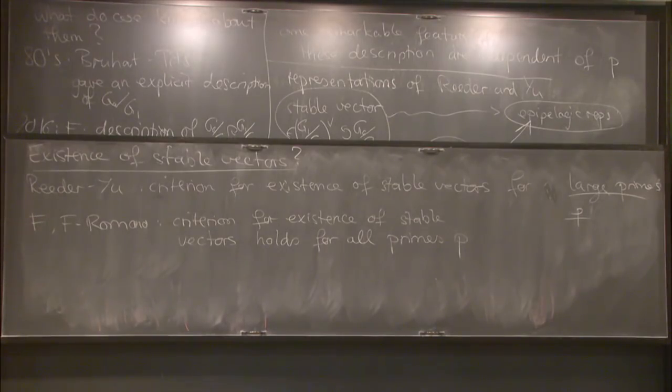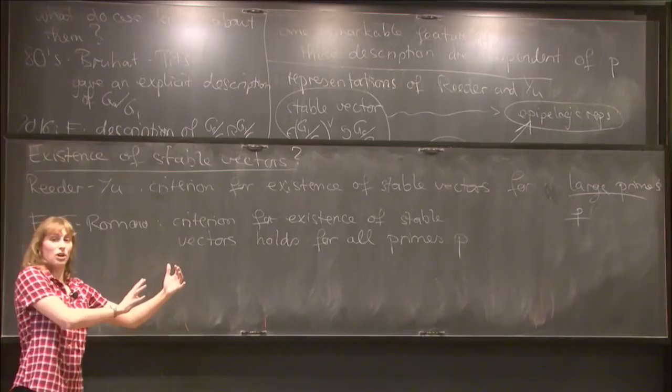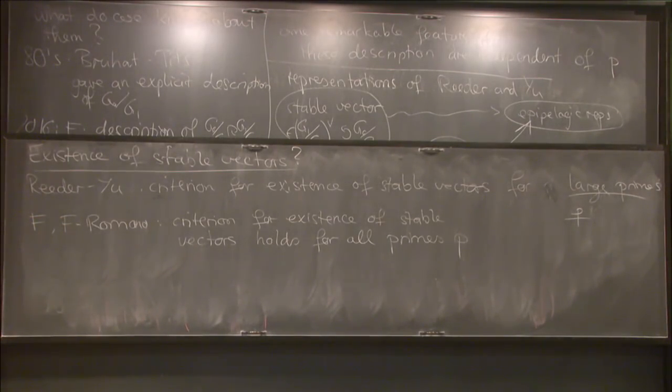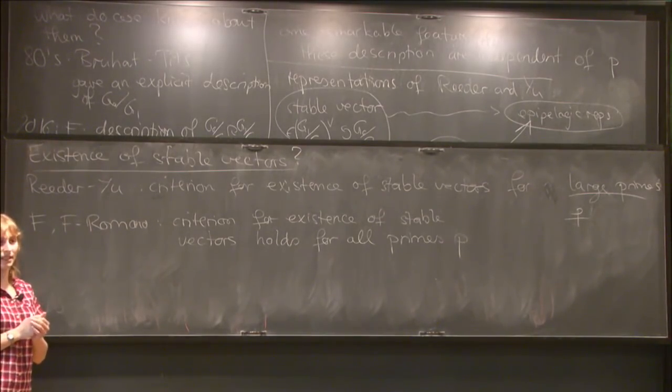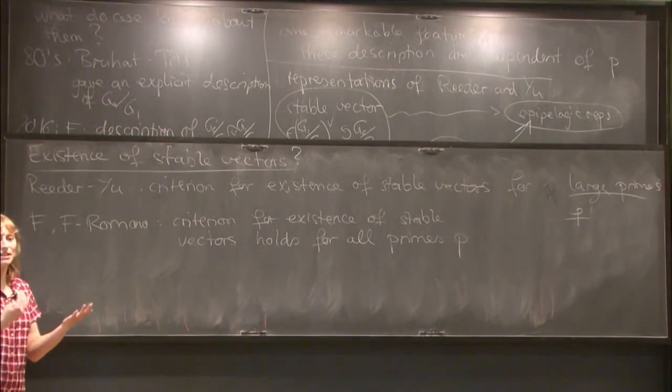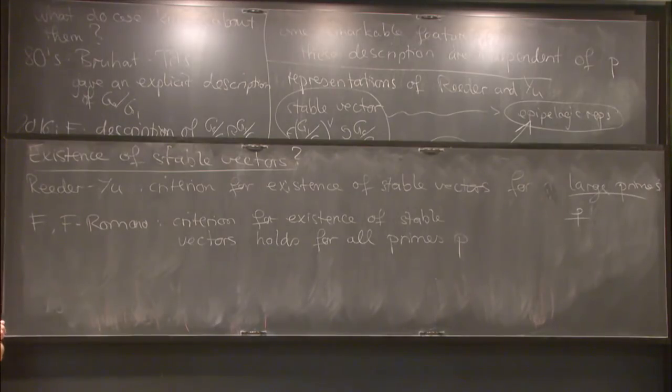What did we do? What we did is we constructed some global object that allowed us to somehow transfer the result for very large primes to the case for small primes. So we basically observed what was written on this blackboard before, that these multiparametric filtration quotients, these representations, are in some sense independent of the prime. They're parameterized by some data that doesn't see the prime. And this was encoded in some global object, and that allowed us to transfer the results.